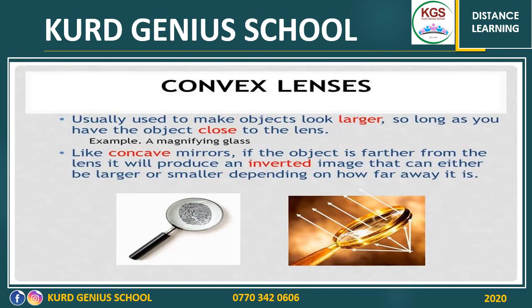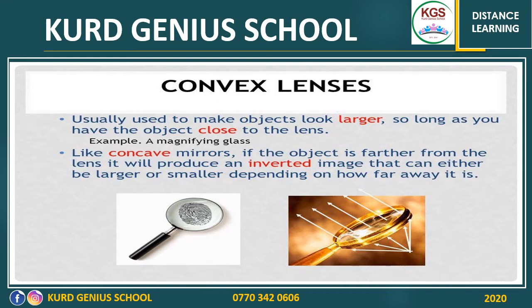So, guys, we have two types of lenses. At first, we should know what we mean by lens. A lens is a piece of clear material that bends or refracts light rays passing through it. There are two kinds of lenses: convex lens and concave lens. Convex lenses are usually used to make objects look larger so long as you have the object close to the lens. For example, we use convex lenses in magnifying glasses, and also in telescopes.